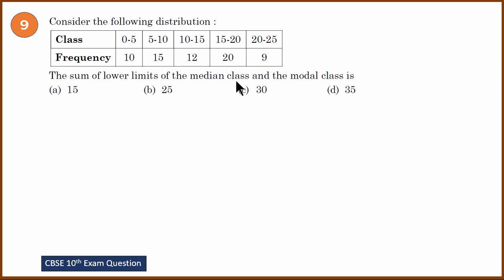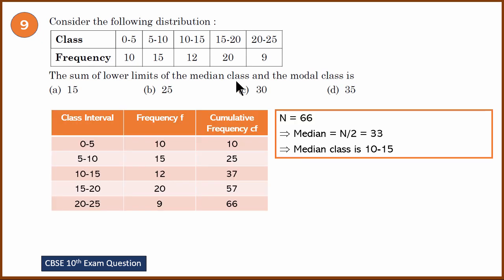For median class, we need cumulative frequency. So let us write that down. We write down the class interval. We write down the frequency from the problem. We start writing cumulative frequency. So 10 plus 15, 25, 25 plus 12, 37, 37 plus 20, 57, 57 plus 9, 66. Which means n is 66, n by 2, which is median, 33. And which class has 33? This class has 33. So the median class is 10 to 15.